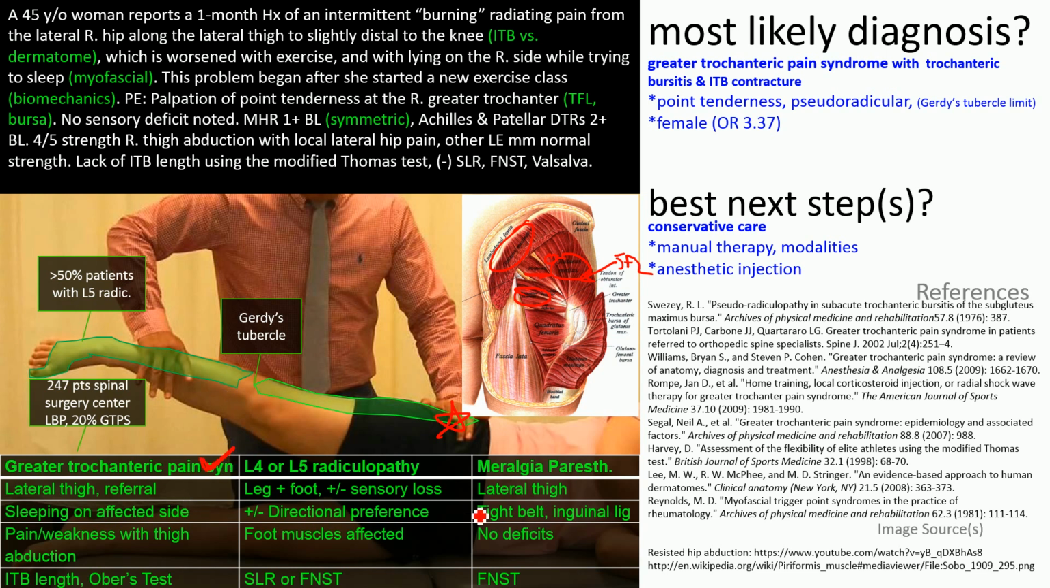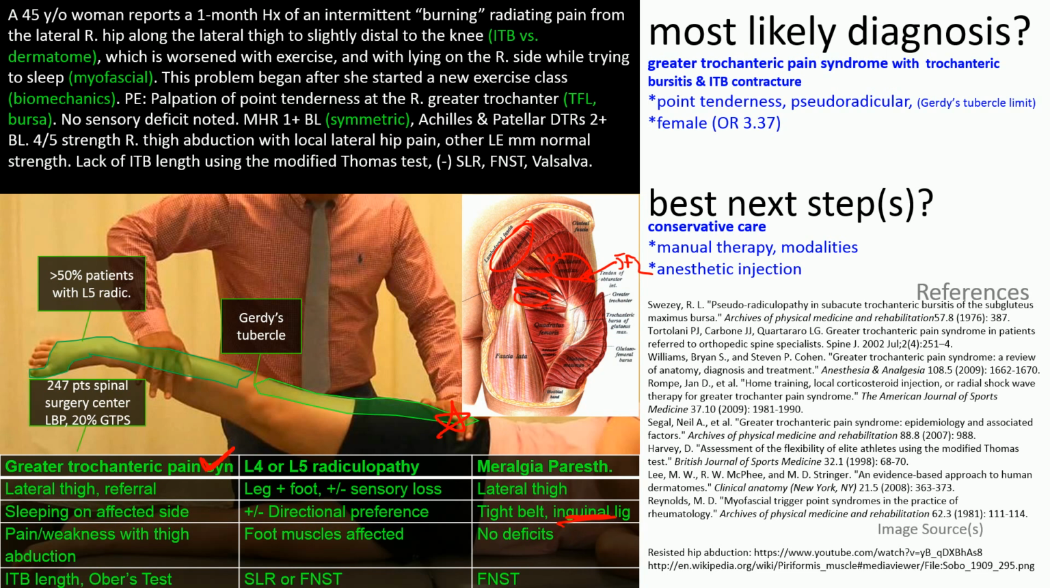The radiculopathy is less likely in this case because we don't have any of the nerve tension tests, directional preferences. Neuralgia paresthetica is also less likely because that's usually related to some sort of compression around the inguinal ligament, like a tight belt.